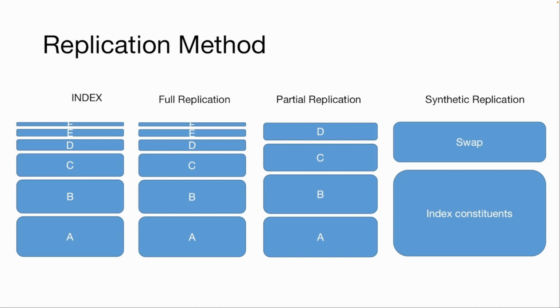There is another breed of replication, called synthetic replication. Here the ETF provider does not buy and hold the stocks, but has an agreement with a financial institution and gives the money to the financial institution. For example, in the case of iShares, they have an agreement with BlackRock, their parent company, and the agreement is that when the ETF provider asks for the money, the financial institution must meet the index performance.